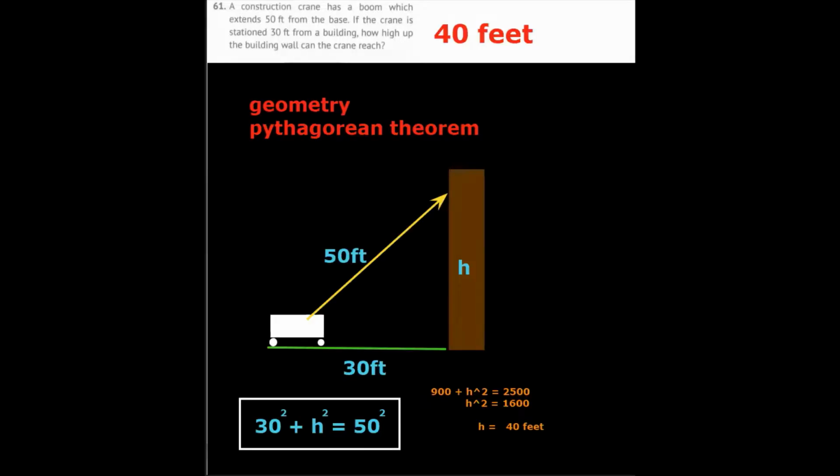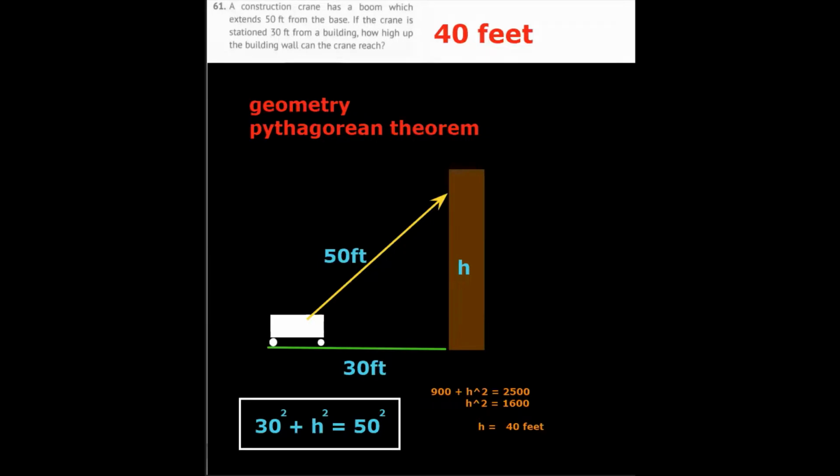Question 61. A construction crane has a boom which extends 50 feet from the base. If the crane is stationed 30 feet from a building, how high up the building wall can the crane reach? Well, sketching this problem quickly, if the crane is represented by that cart on the left, it can extend from that cart 50 feet up along a diagonal hypotenuse.